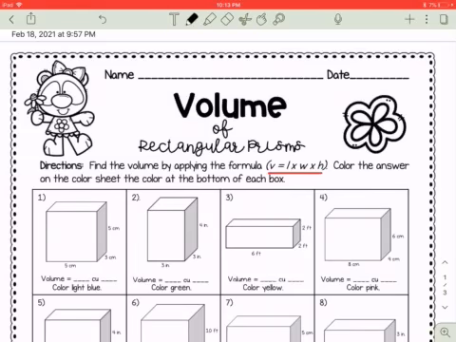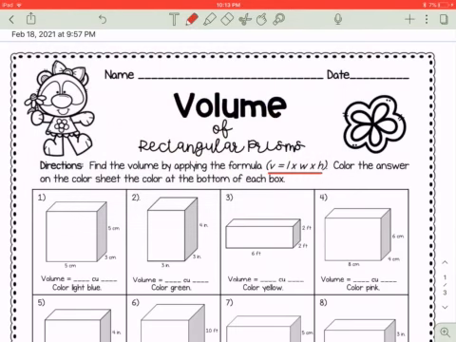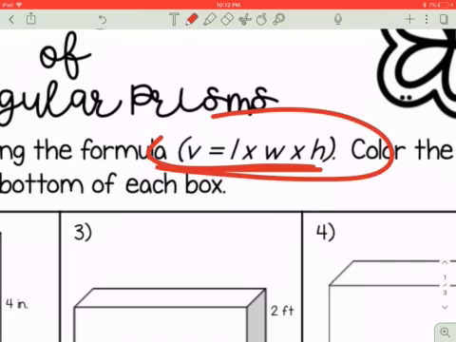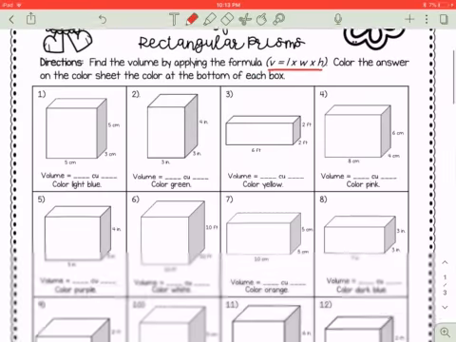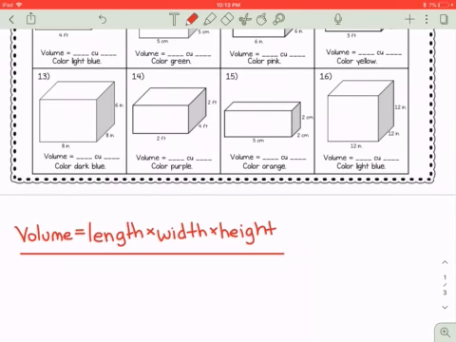Hey guys, this is the video for volume of rectangular prisms for our assignment on Friday. And if you remember, volume is found by simply saying length times width times height using this equation right here. And I've written it out with the words down here that volume is the length times the width times the height. So all we're really doing today is multiplying three numbers together in essence.